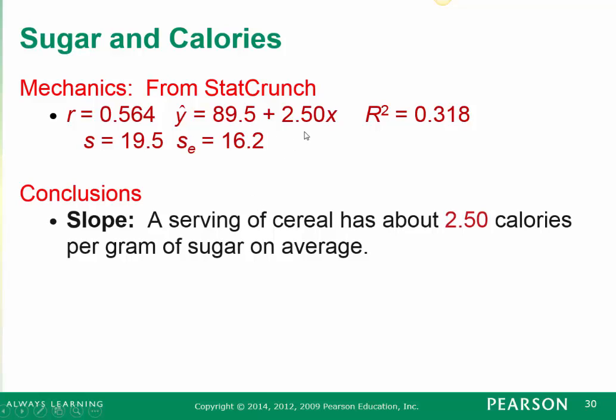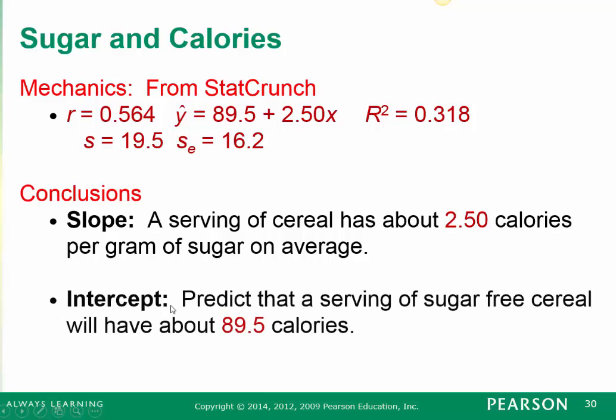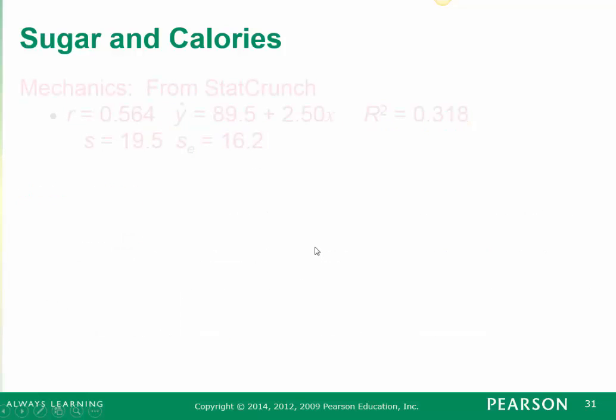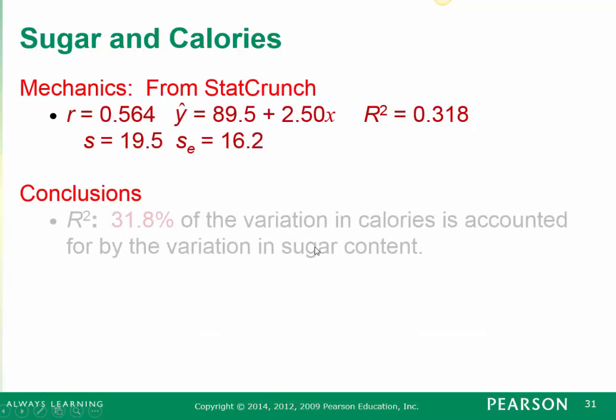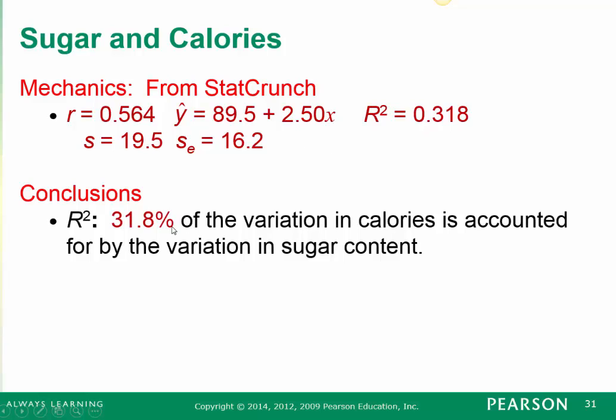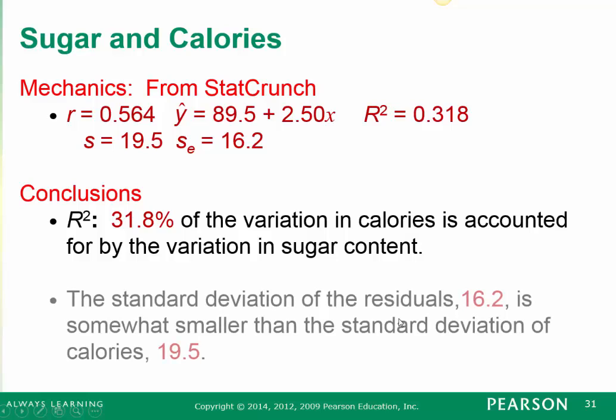Okay, so the slope tells us that there's about 2.5 calories per gram of sugar on average. A serving of cereal has about 2.5 calories of sugar on average. The y-intercept predicts that sugar-free cereal would have about 89.5 calories in it. So R squared tells us 31.8% of the variation in calories is accounted for by the variation in the sugar. The standard deviation of the residuals, right here, is somewhat smaller than the standard deviation of the calories that we're trying to predict, y.